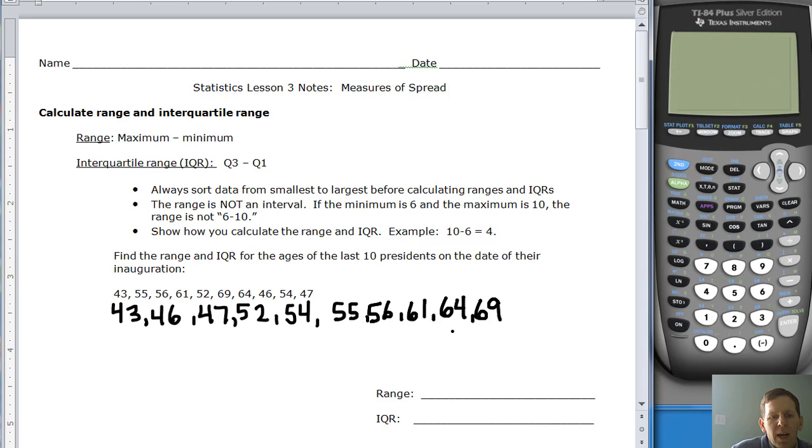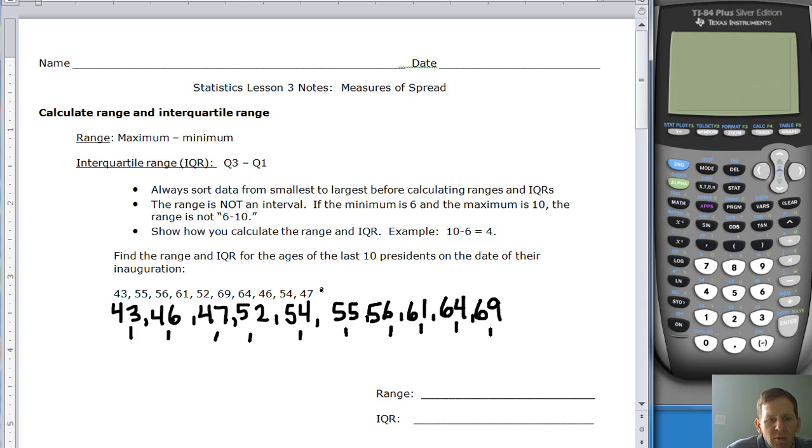So as we count in from the inside and outside, our first two numbers are 43 and 69, and then we'll just keep counting in. We've got 46 and 64, 47 and 61, 52 and 56, 54 and 55. So these are our two middle numbers. Since the median is going to be a specific value, we take the halfway point between these numbers as being the median, so that would be 54.5 in this case.